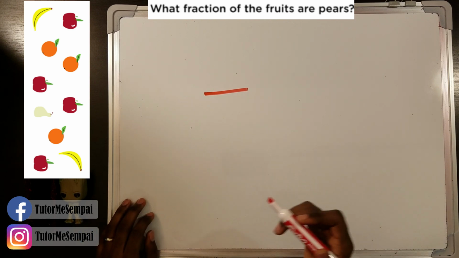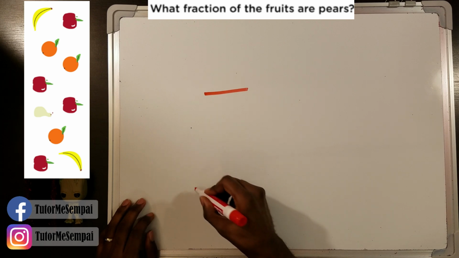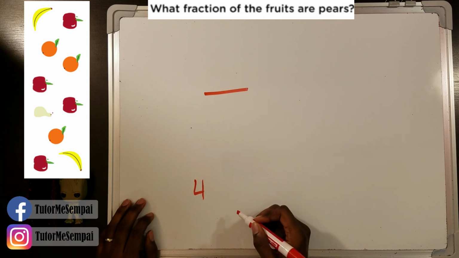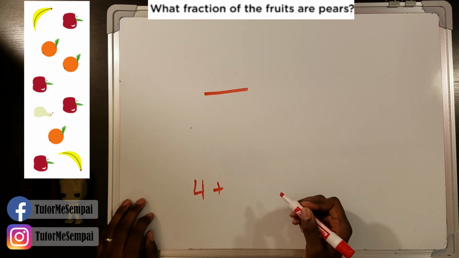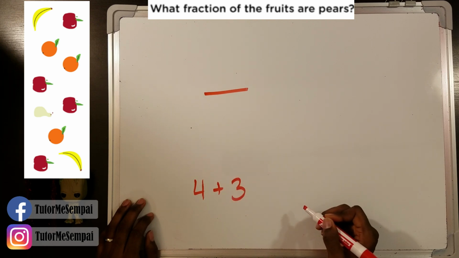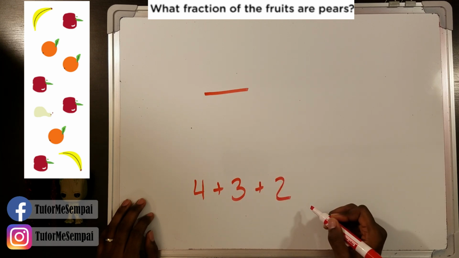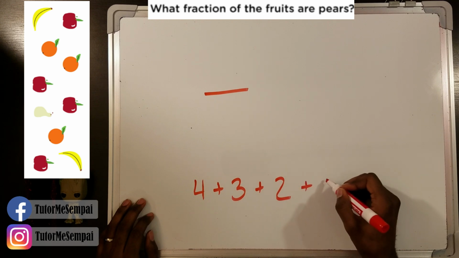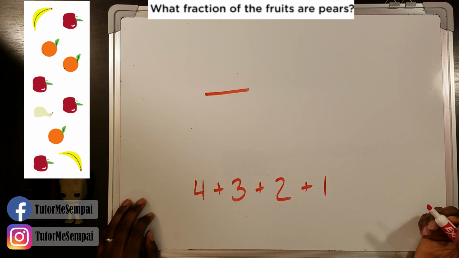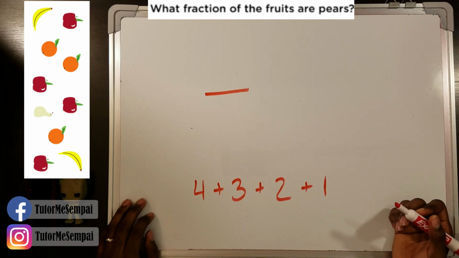Well, we have an apple. Well, we actually have 4 apples, right? Plus, how many oranges? We have 3 oranges. How many bananas do we have? We have 2 bananas. Good. And how many pears? We have 1 pear. And do we have anything else? Apples, oranges, bananas, pears? Nothing else?